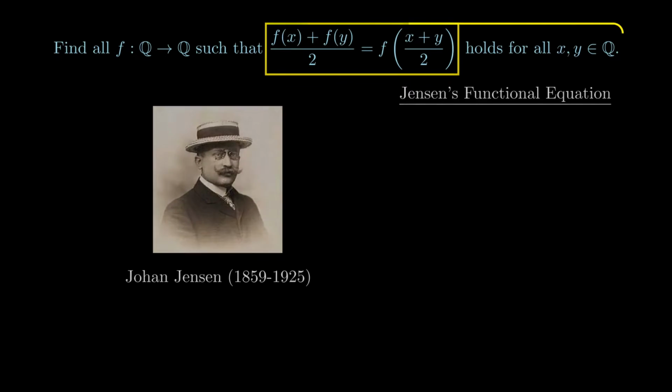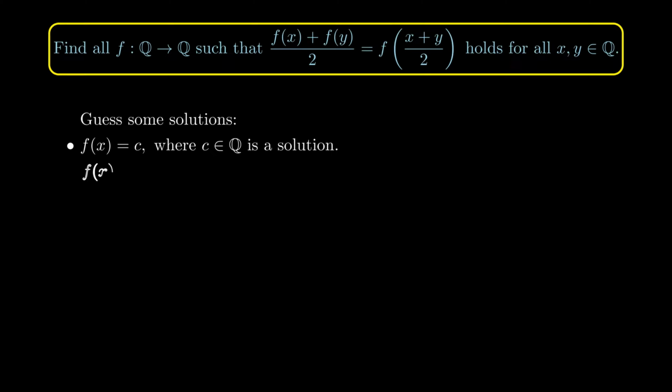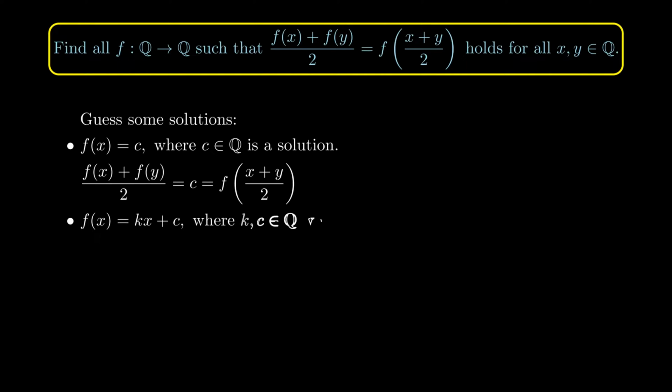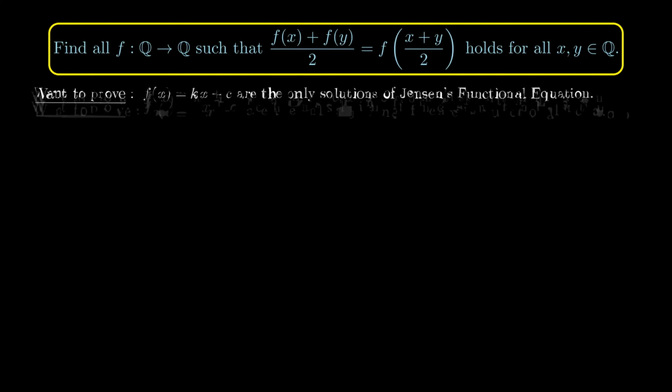And to begin, it is always useful to try and guess some common functions that are solutions to this functional equation. And clearly, you may quickly see that a constant function f(x) = c, where c is a rational number, is a solution. Well, just play around with it by trying different types of functions and see if you can get some non-trivial solutions. And what you will see is that it seems that all functions f in the form of f(x) = kx + c, where c and k are rational constants, do satisfy Jensen's functional equation. And indeed, now we are going to prove this fact.